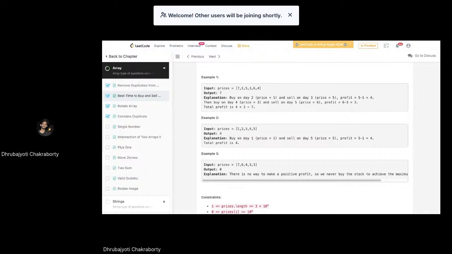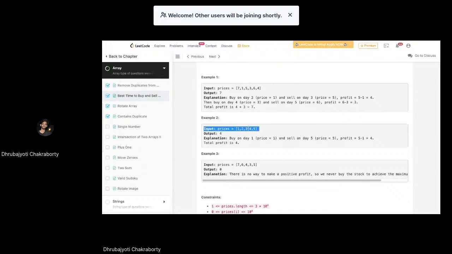It's a sorted array. Thus I can just easily consider that the best case that I have is the last element and the first element, and if I subtract them, I'll get the difference, which is the largest, right? So if I subtract 5 and 1, then I'll find 4, which is the largest value of the subtraction that we can find out from this entire array.